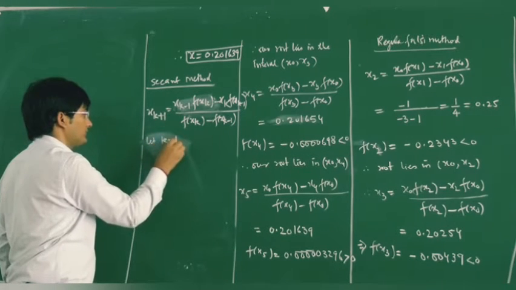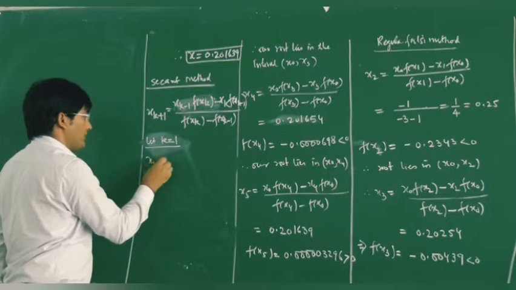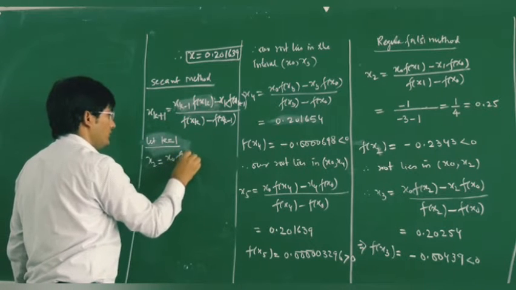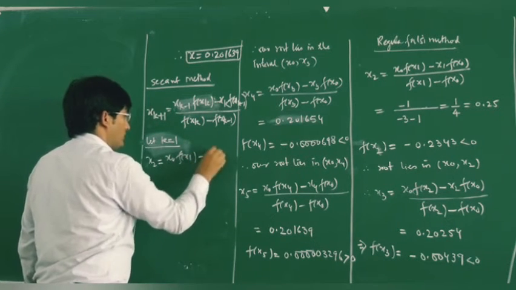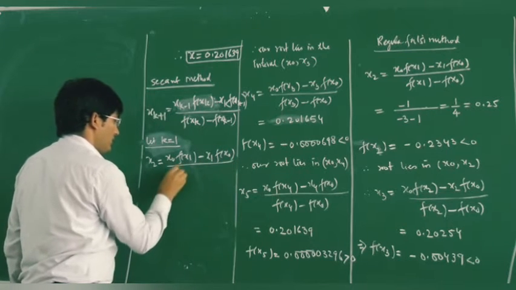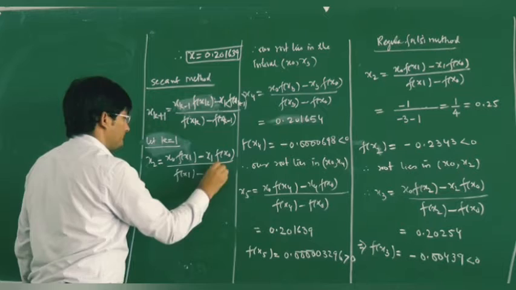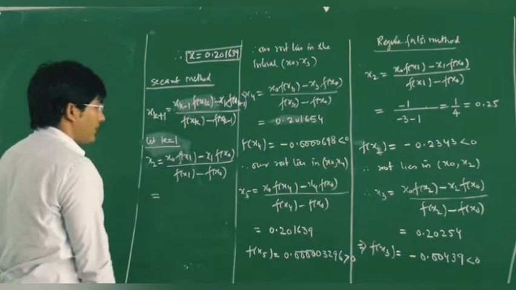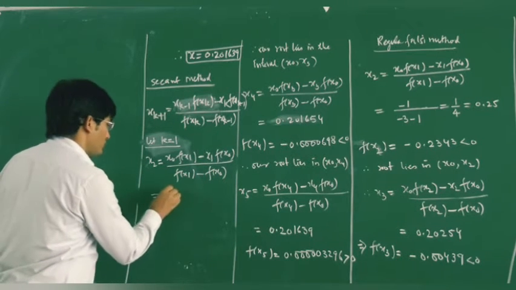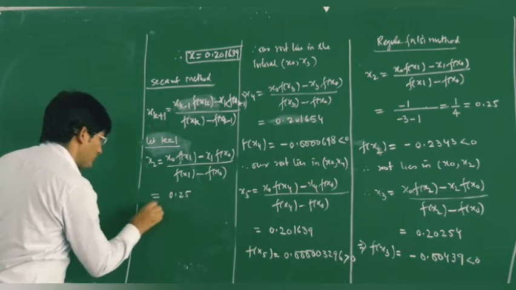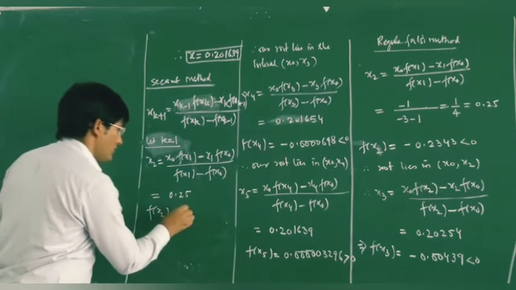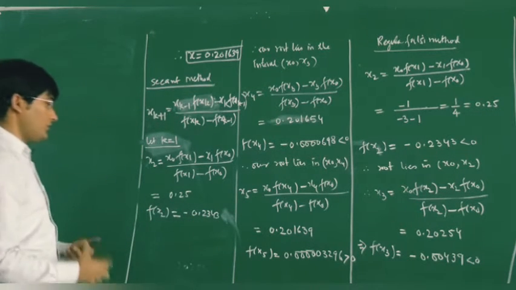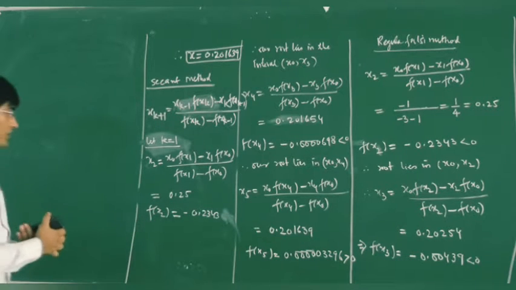K equal to 1, then your x2 will be equal to, as our k is 1, x1 f of x naught minus x naught f of x1 divided by f of x1 minus f of x naught. Your x naught was 0, so this is your minus x1 into f of x naught, so this will be your 0.25. Now the value of the function at 0.25 was equal to minus 0.2343, and this was negative. But we do not need any change of sign here.